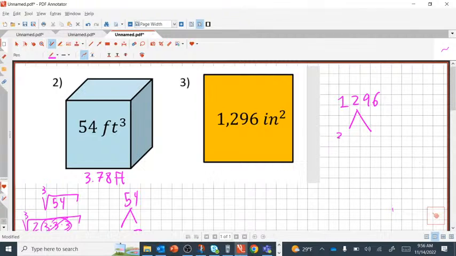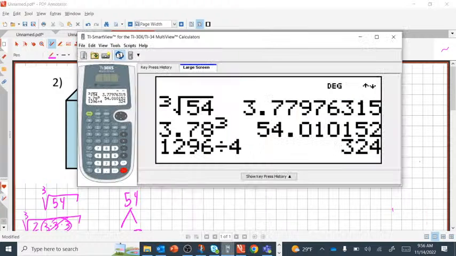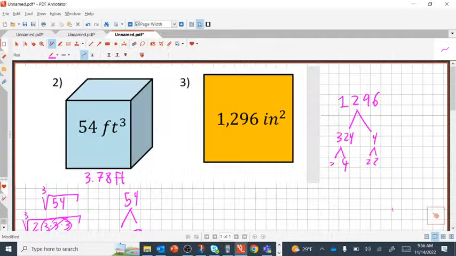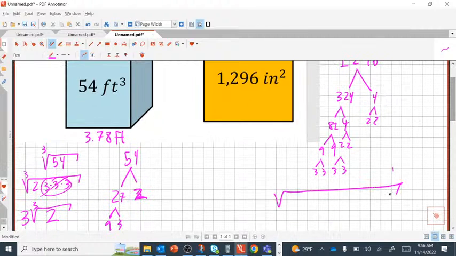That's 324 times 4. That's 2 and 2. That's divisible by 4 again, which is 81 times 4. That's 9 and 9. That's 3 and 3. That's 3 and 3. That's 2 and 2. So this becomes the second root of 2 times 2 times 2 times 2 times 3 times 3 times 3 times 3. I see a pair of 2's. I see a pair of 2's. I see a pair of 3's. I see a pair of 3's.